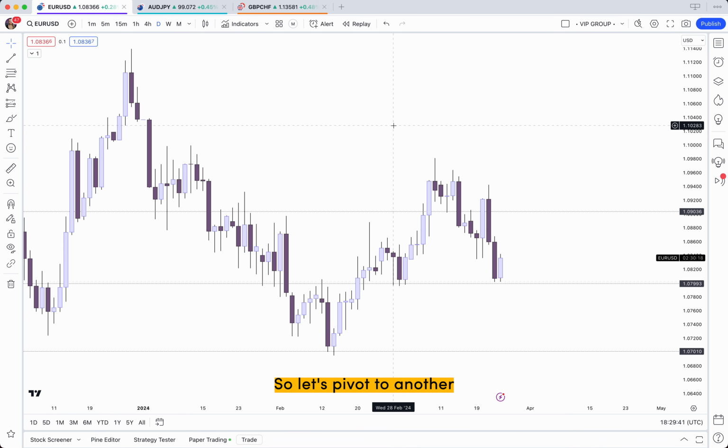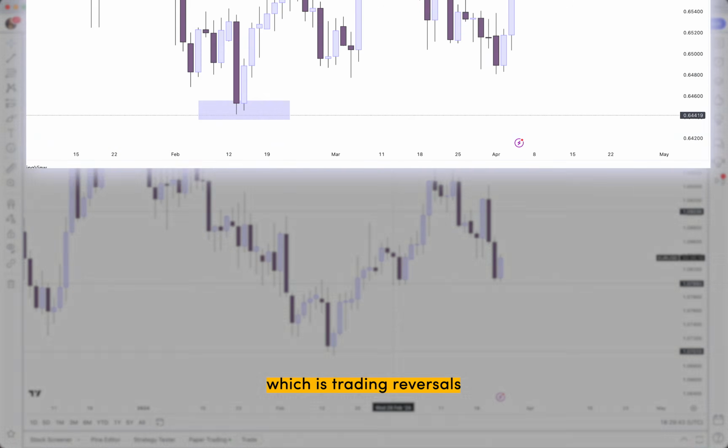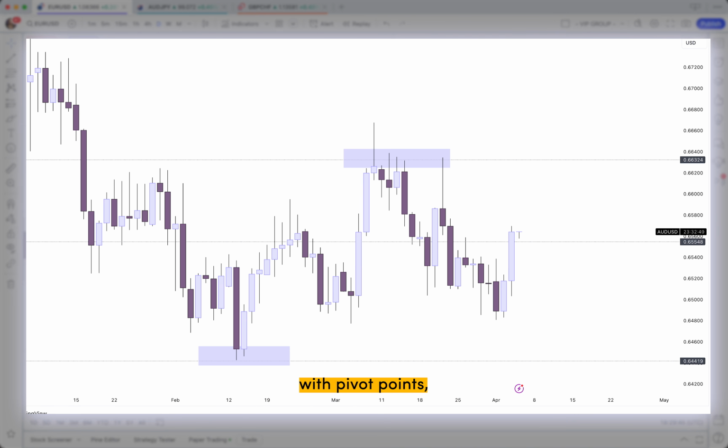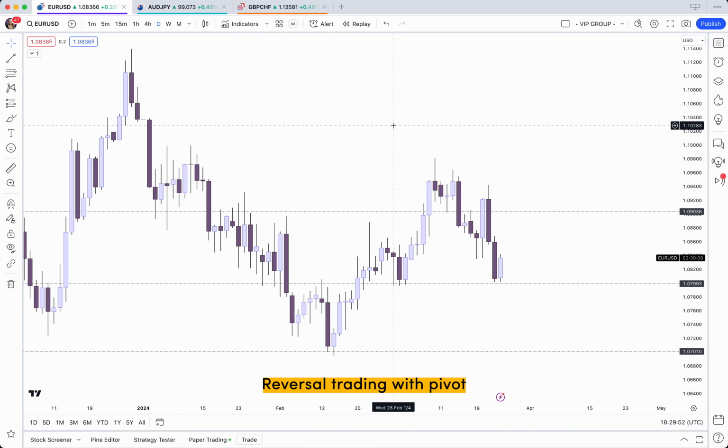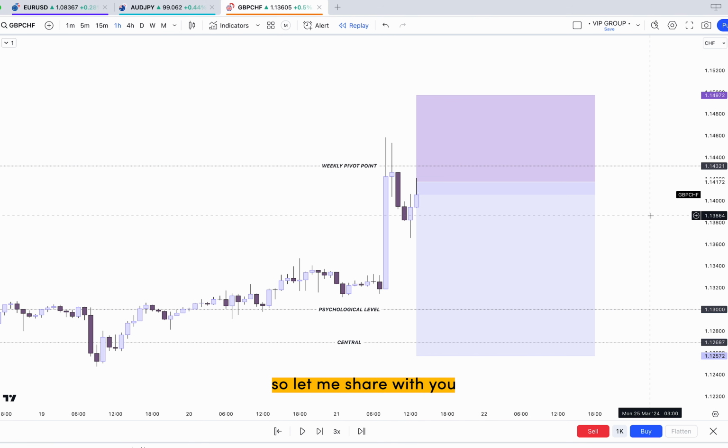Okay guys, so let's pivot to another pivotal strategy, which is trading reversals with pivot points, which is probably one of the most powerful ways to trade the markets. Reversal trading with pivot points is essentially about spotting where the market takes a breath and prepares to move in the opposite direction. Okay guys, so let me share with you another example from my VIP trades. So of course, this time we are focusing on how we utilize the reversal trading approach to our advantage.